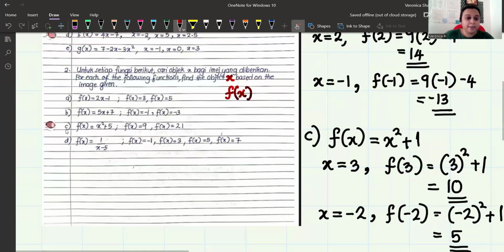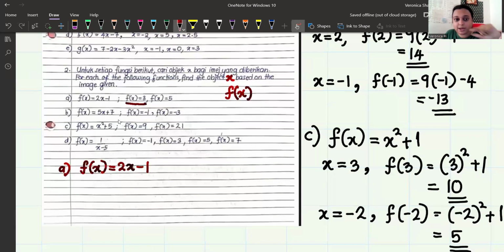Okay, let's look at 2A. Let's start with A first. The first one, teacher copies down first: f(x) = 2x - 1. What is given here? We do the first one, 3. So where should I write the 3? I must write it for f(x). Where is my f(x)? My f(x) is here, right? So here teacher writes 3, like this. Then from here we find the x.